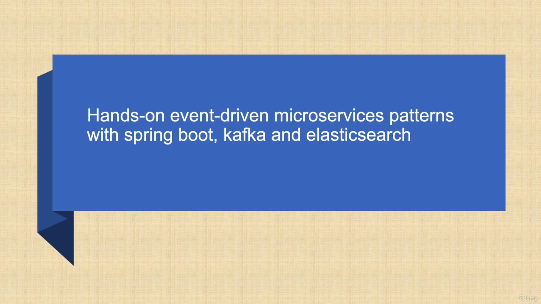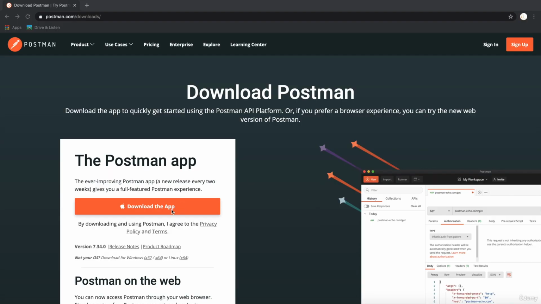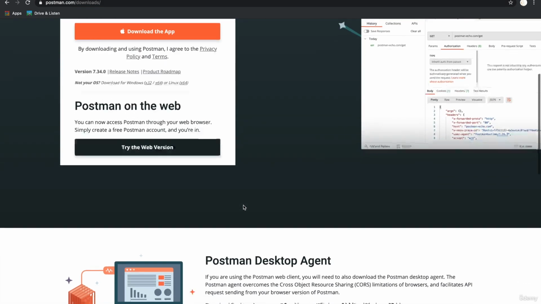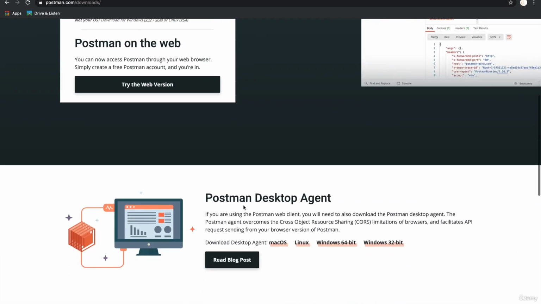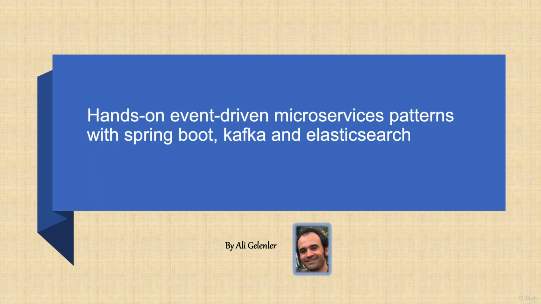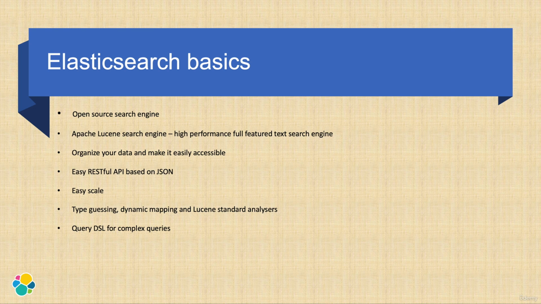Alright, I want to first introduce Elasticsearch basics before going into the coding section for Elasticsearch implementation. For this, please install Postman, which is a handy tool, as I mentioned previously, to call APIs. If you didn't install it previously, we will use it for both Elasticsearch endpoint tests and also for our microservices API tests. So just go to postman.com and download and install it to your machine. Alright, moving into the Elasticsearch basics.